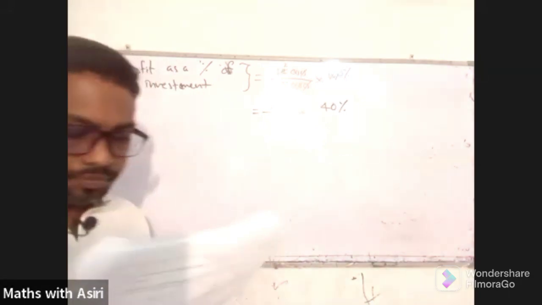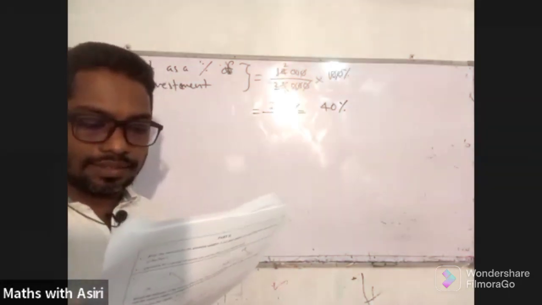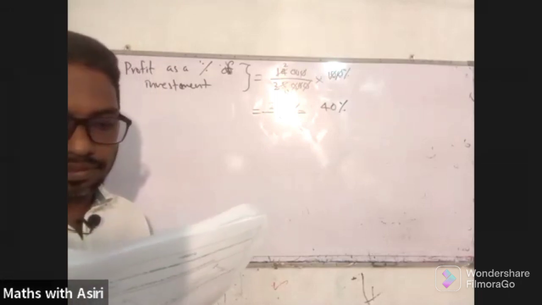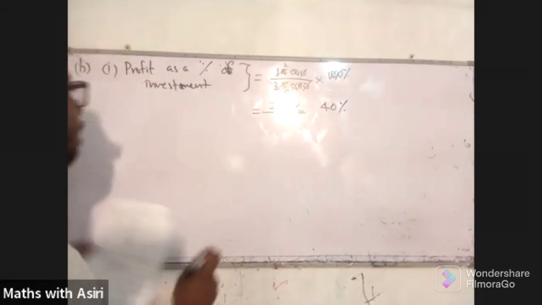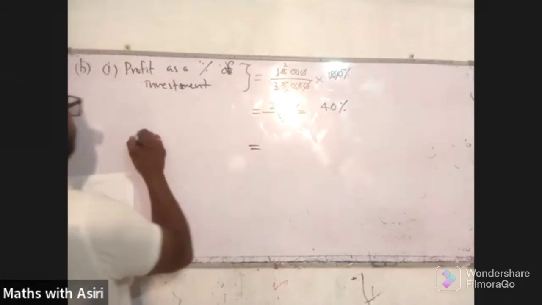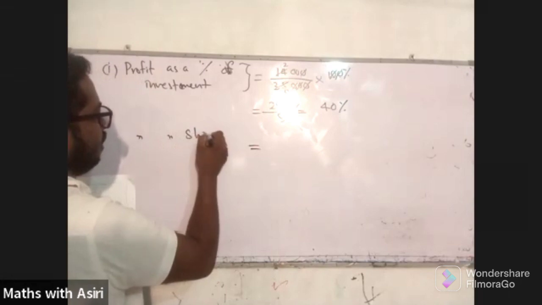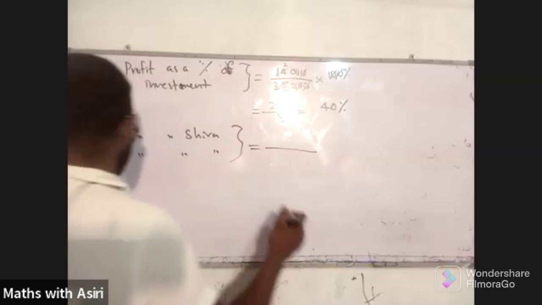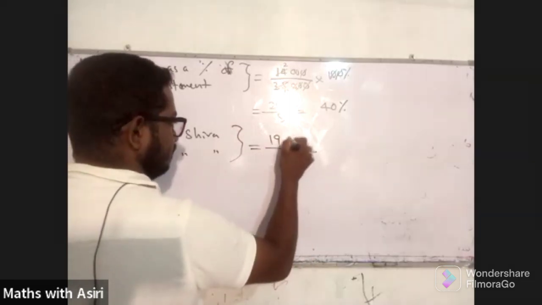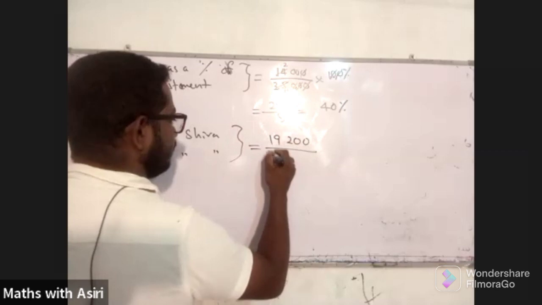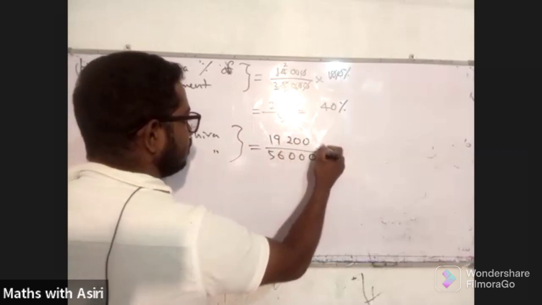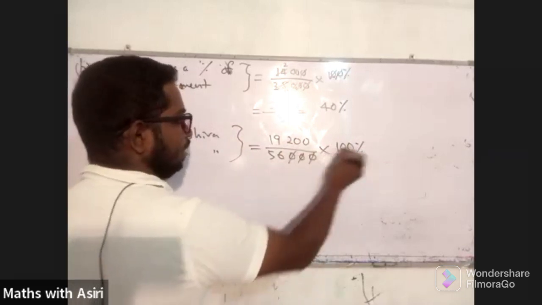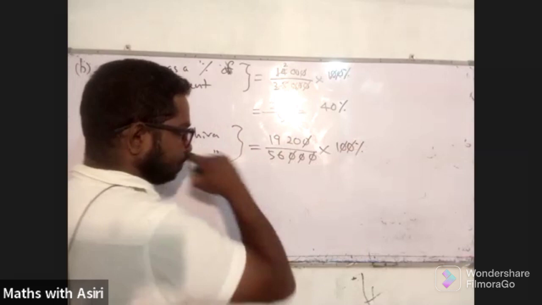40%. If Shiva gets 19,200 as his profit in another year, give the profit as a percentage out of his investment of 56,000 rupees. Profit of Shiva as a percentage of investment. 19,200, invested amount 56,000, as a percentage.